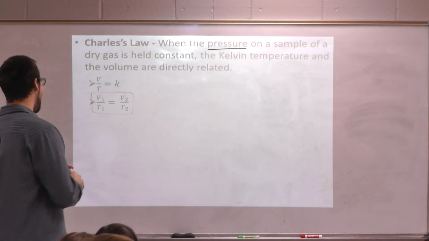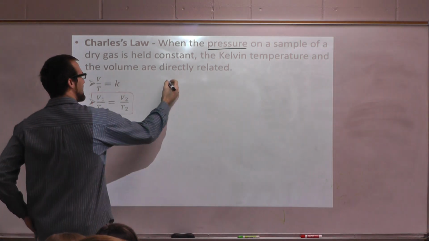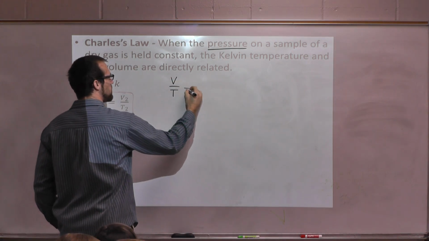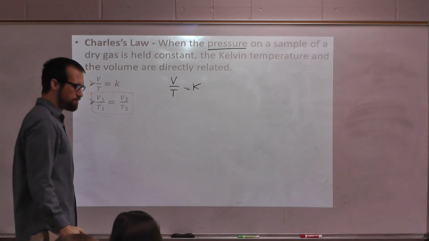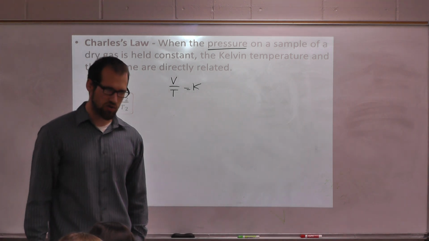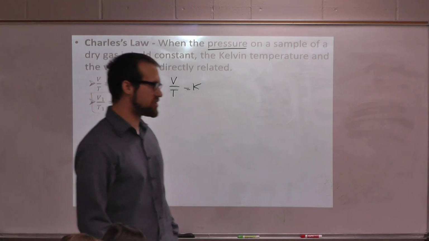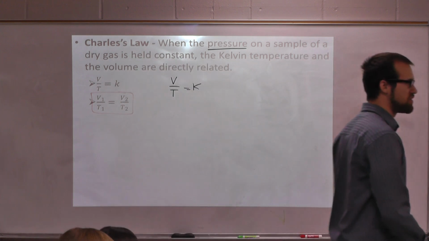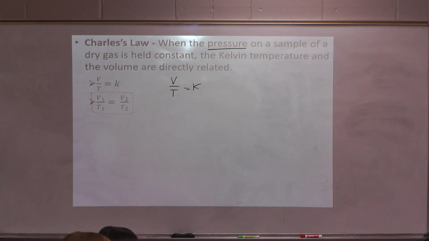That's coming. All right? So here we go. V over T equals k. Where this comes from is that what Charles noticed is there was a direct relationship between these two variables when all the others were held constant. What does direct relationship mean? The opposite of inverse. They both go together. They either both go up or they both go down.